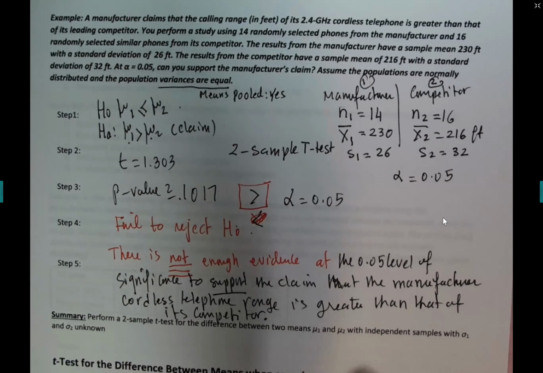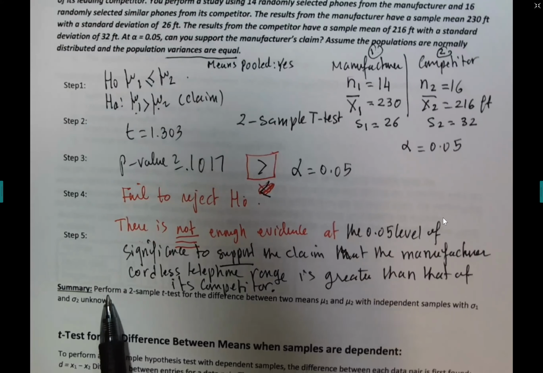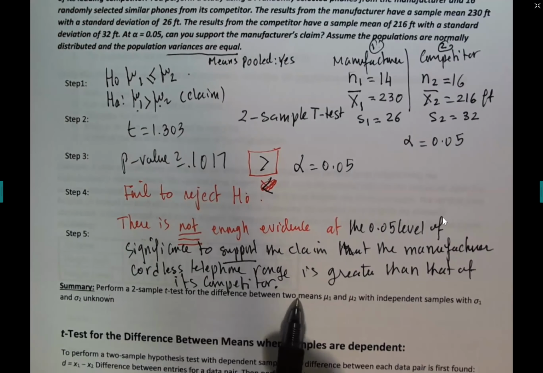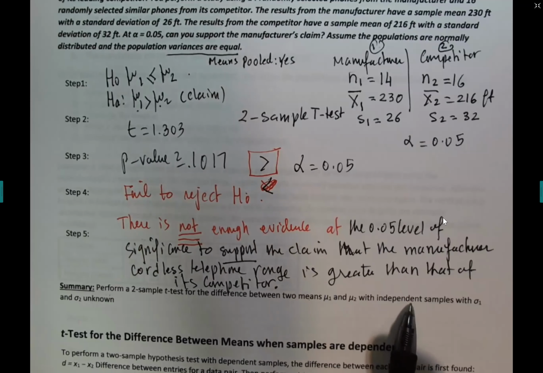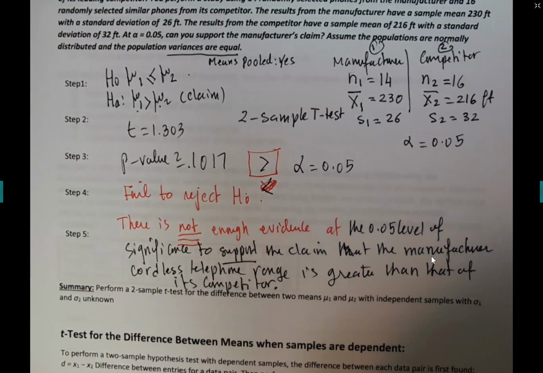And that concludes the test, and that's a summary. Perform a 2-sample t-test for the difference between two means, mu1 and mu2, with independent samples when sigma 1 and sigma 2 are unknown. This is the 2-sample t-test.